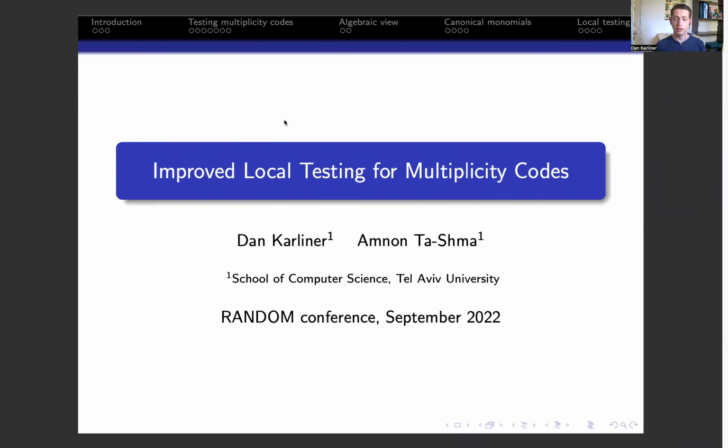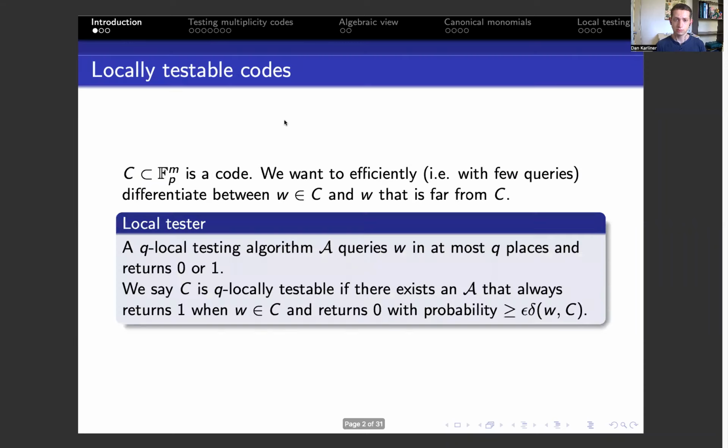Hi everyone, I'm Dan. I'm going to be talking to you about local testing for multiplicity codes. This is joint work with Amnon Tashma.